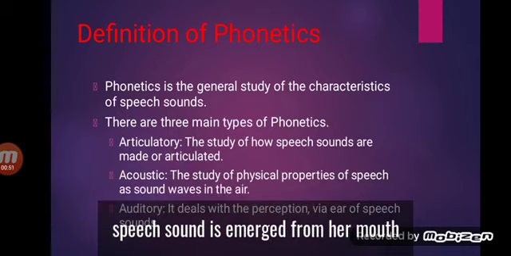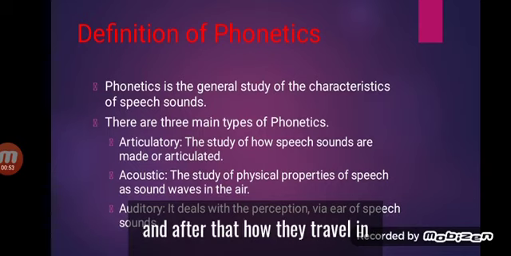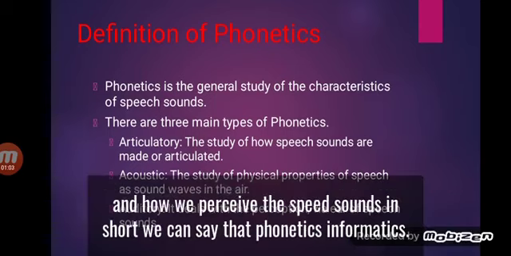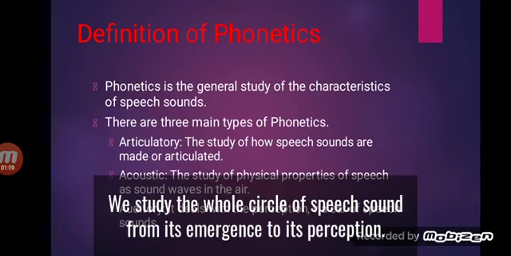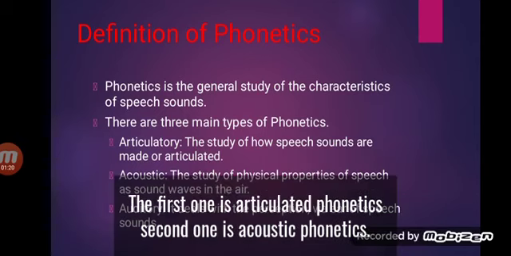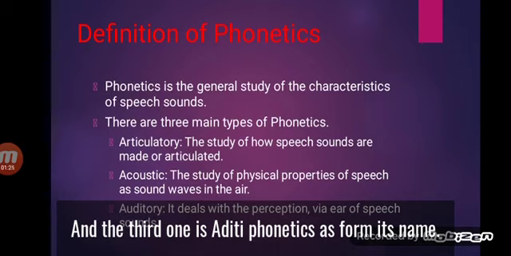how the speech sound emerges from our mouth, and after that how it travels in air as waves, and at last how it enters into our hearing system and how we perceive the speech sounds. In short, in phonetics we study the whole cycle of speech sound from its emergence to its perception. Now there are three types of phonetics as shown. The first one is articulatory phonetics, the second one is acoustic phonetics, and the third one is auditory phonetics.